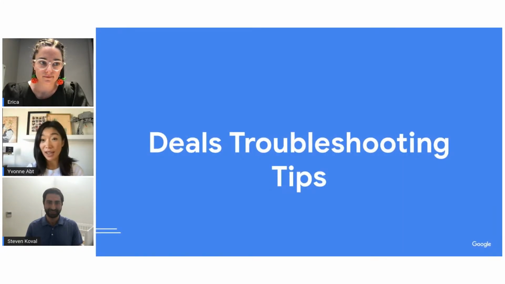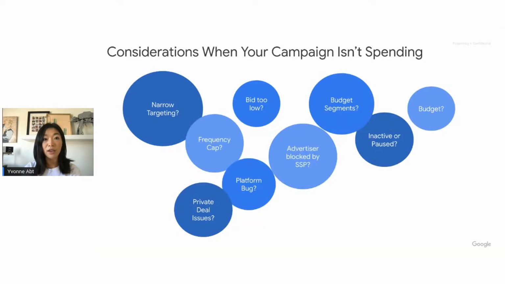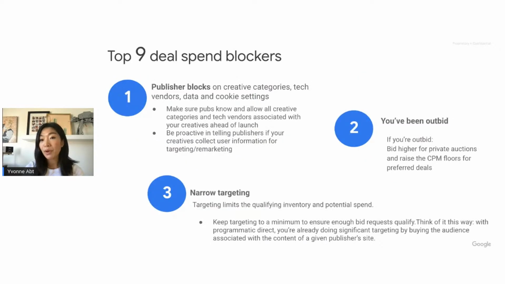All right, so as promised, I want to leave everybody with troubleshooting tips. We know that even if you've set everything up right and you're optimizing on a regular basis, things may still not work out perfectly. So what we have are 9 different top ad spend blockers that, if you arrive at this situation, you can go through one at a time as a checklist, and hopefully that will help you troubleshoot, unblock, and get your campaign spending again. I'll go through a couple of examples.